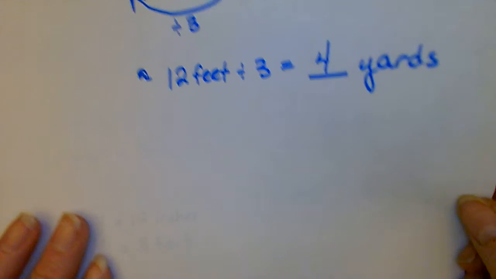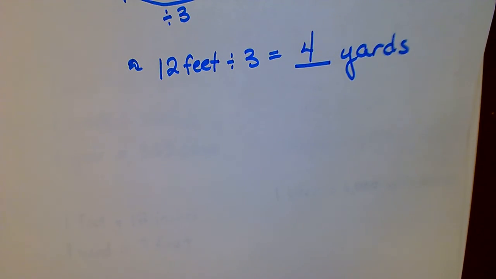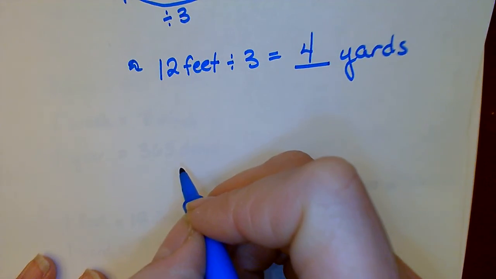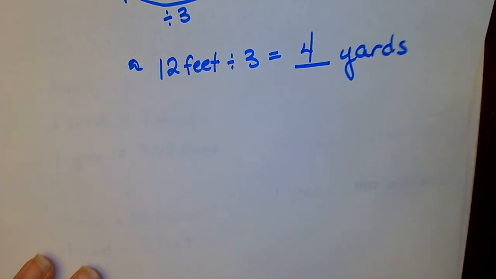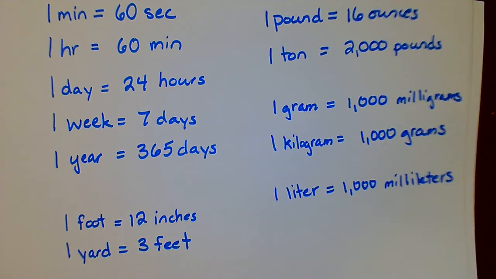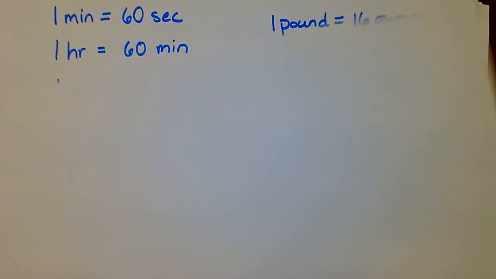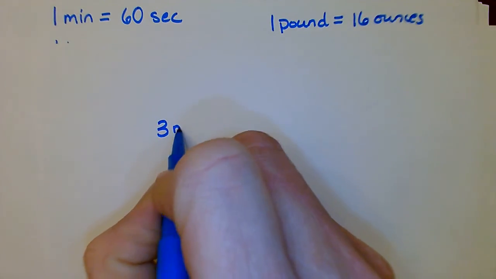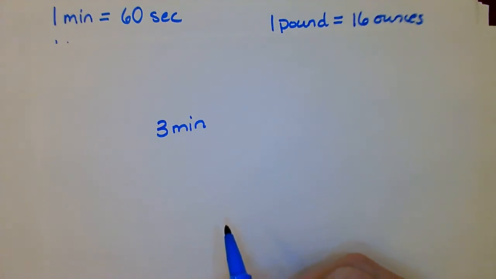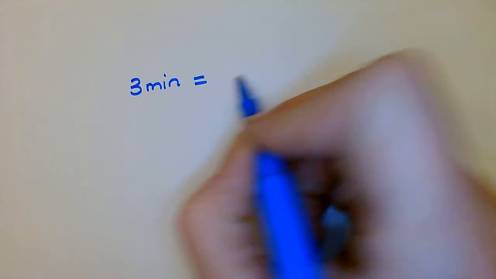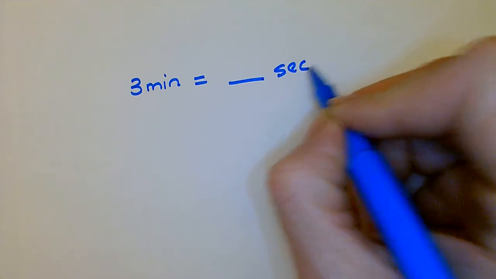So let's say that we know that a commercial is 2 minutes long, or 3 minutes. Let's say a commercial is 3 minutes long. So we know that a commercial is 3 minutes. Let me get us a new piece of paper just to make this a little neater. So a commercial is 3 minutes long. And I want to know how many seconds is that. So I want to know 3 minutes is equal to how many seconds.